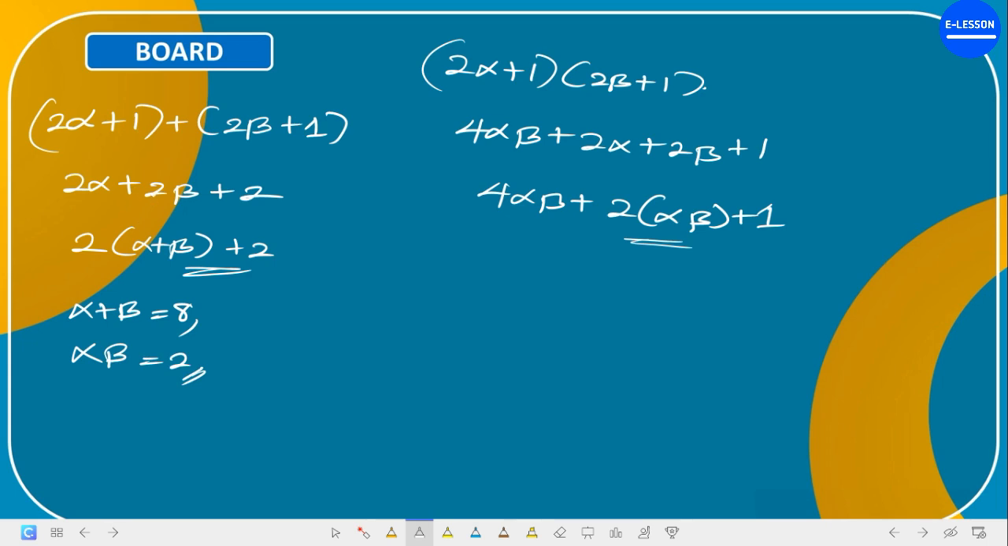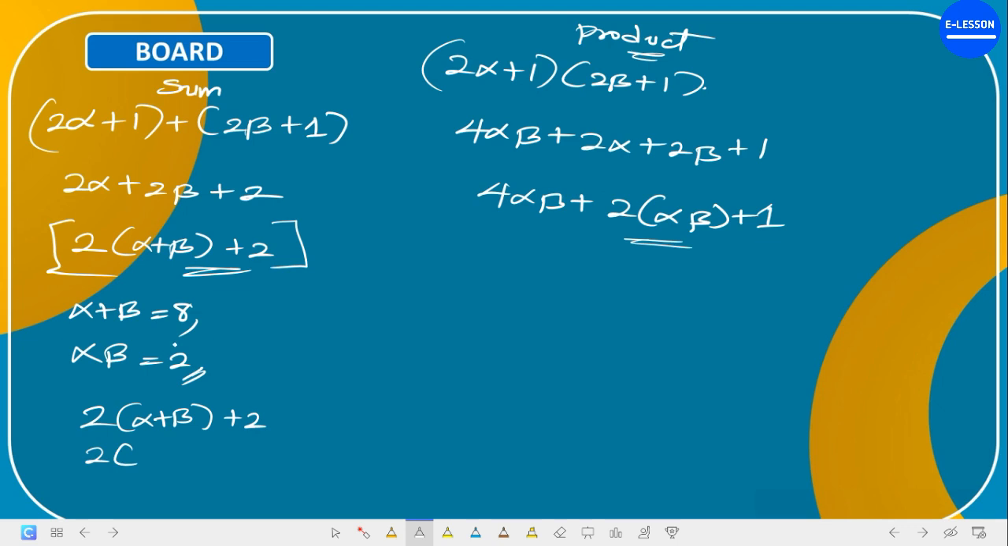Now, note, this is the sum and this is the product. Please, when you are writing, make sure you write all this in your notes, okay? For the sum, we are going to pick out what we have here, which is 2 bracket alpha plus beta plus 2. That's what we have for the sum. Now, let's substitute in the value for alpha plus beta. Our alpha plus beta is 8, plus 2. 2 times 8 is 16. 16 plus 2 is 18. So that is our sum for that equation.